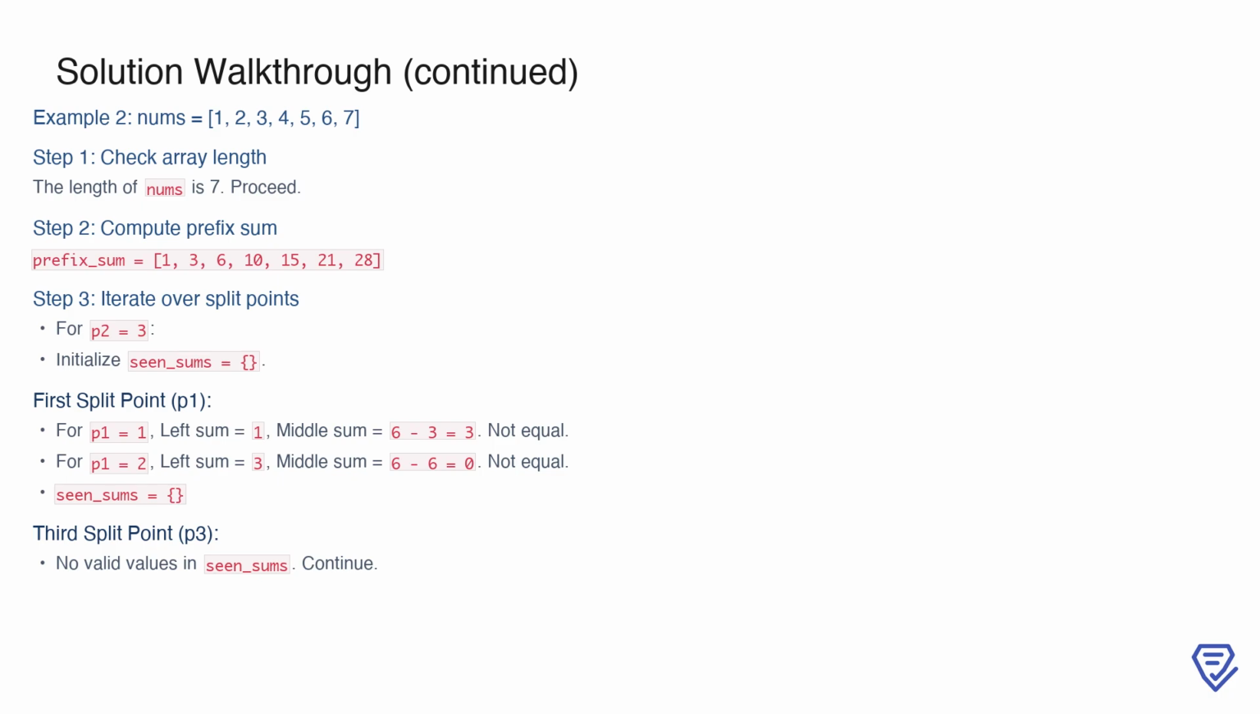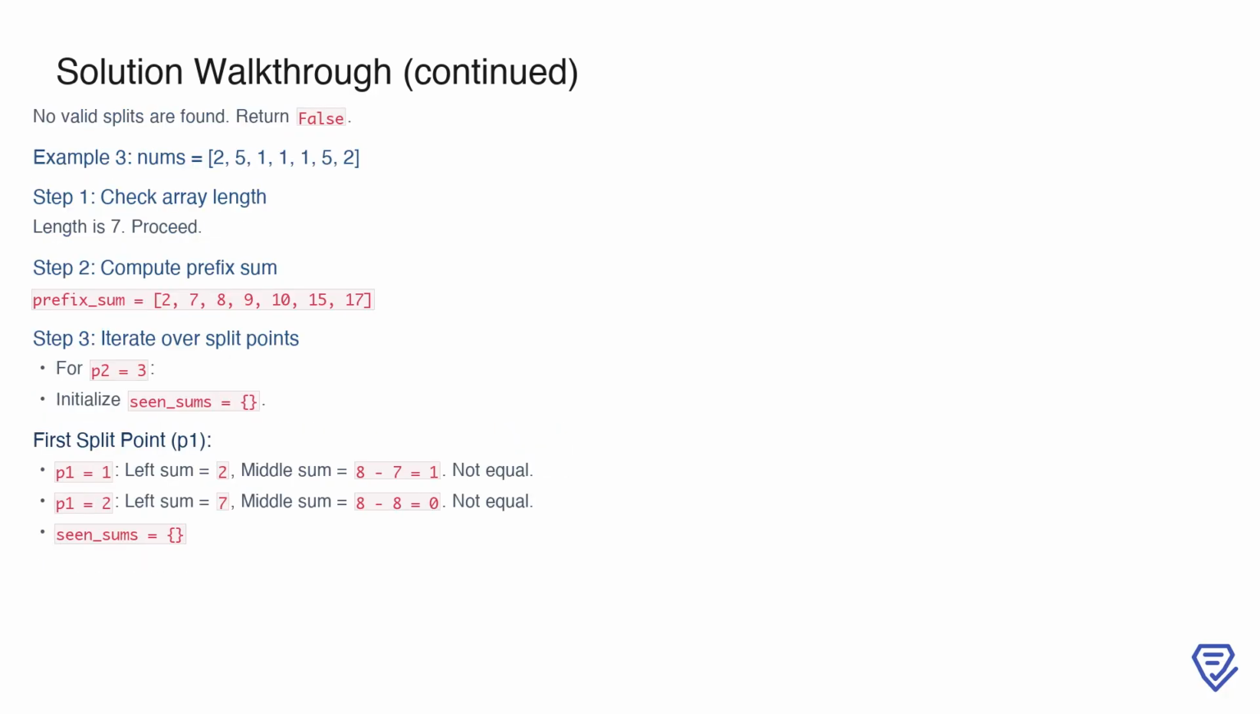These sums are not equal. For P1 equals 2, the left sum is 3, and the middle sum is 6 minus 6, which is 0. Again, these sums are not equal, so scene_sums remains empty. Checking the third split point, P3 equals 5, we find that no valid values exist in scene_sums to satisfy the conditions. Thus, no valid split is found for this configuration. In this case, since no valid splits are found, we return false.